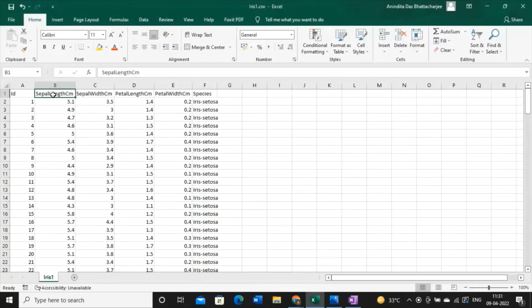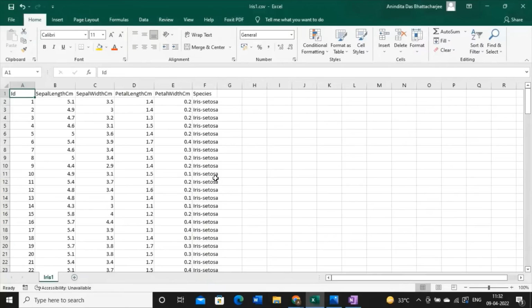Because the sepal length, sepal width, petal length and petal width, these four properties of each and every Setosa flower will vary. So they have collected all these four features in order to describe this particular type. Similarly, they have collected 50 samples of Virginica and 50 samples of versicolor. So this data set has 150 rows. Why 150 rows? Because it has collected 50 samples of Setosa, 50 samples of versicolor and 50 samples of Virginica.